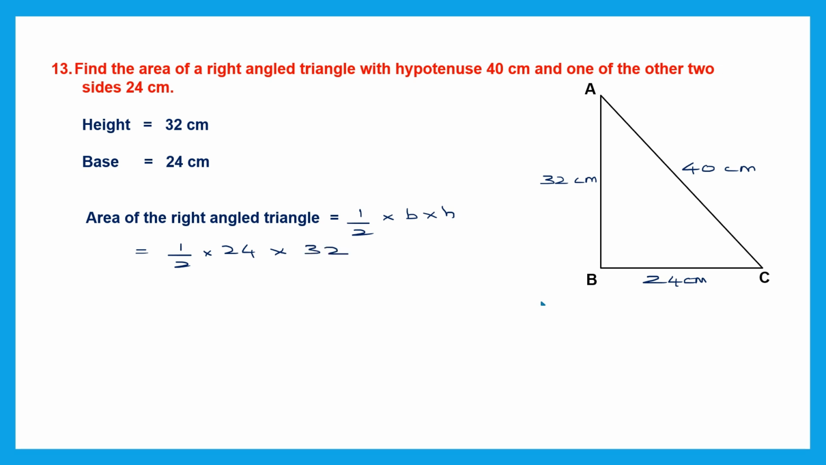Let's cancel. 2 ones are 2 and here 2 12s are 24. So we have to multiply 12 into 32 and that is the area of this triangle. And that is 384 centimeter square. So we have found the area of the triangle and this is our answer.